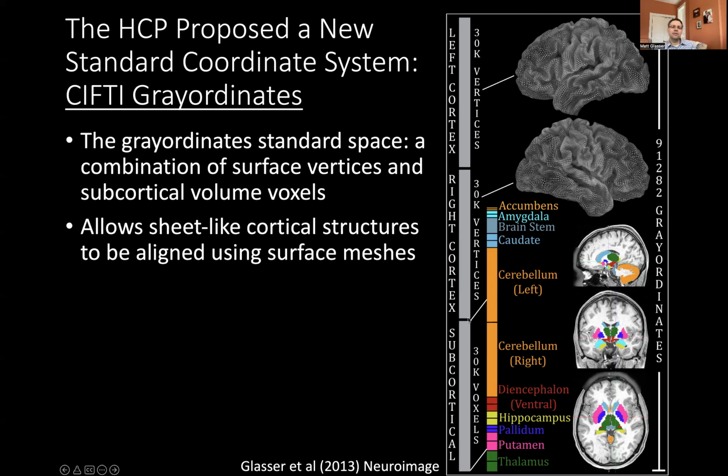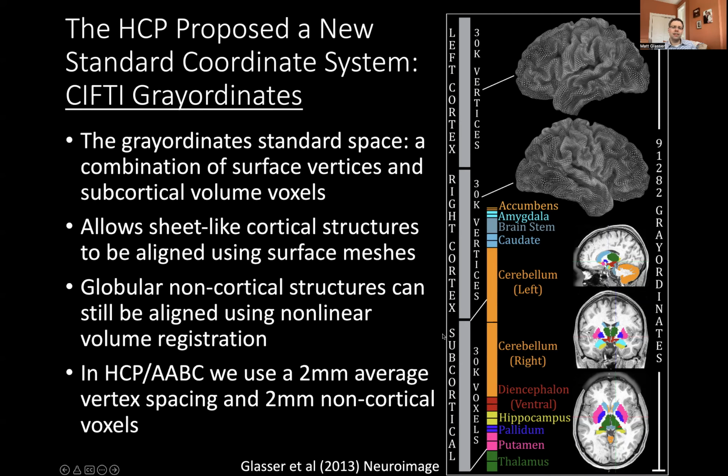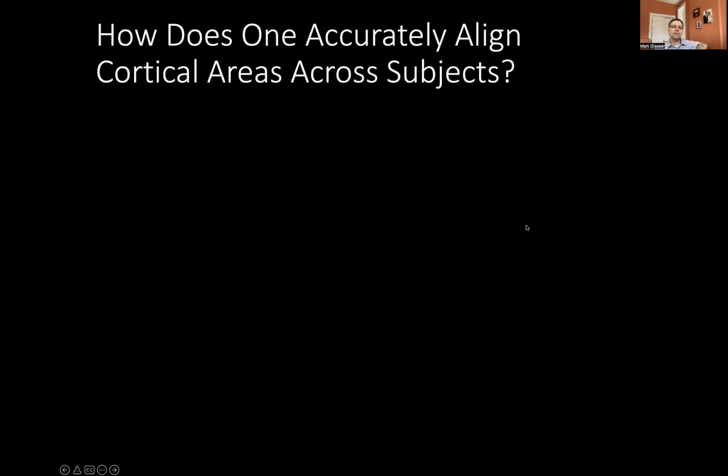And this allows us to use surface meshes for aligning the sheet-like cortical structures and nonlinear volume registration for aligning non-cortical structures. And in terms of this grayordinate space, we have around 90,000 grayordinates with 2 millimeter average vertex spacing and 2 millimeter subcortical voxels.